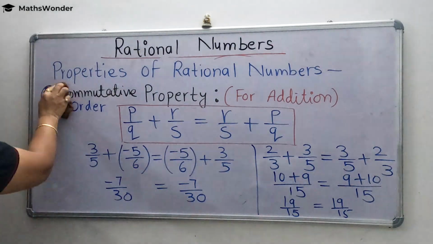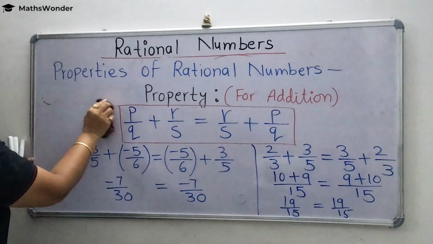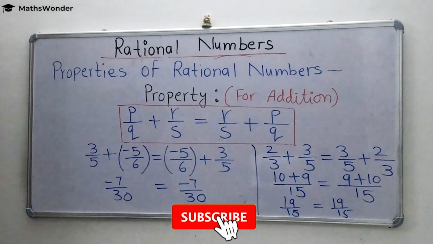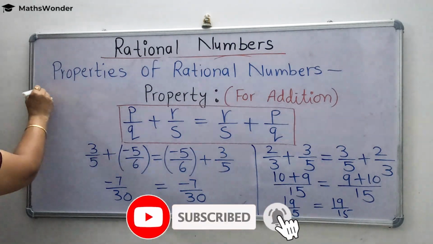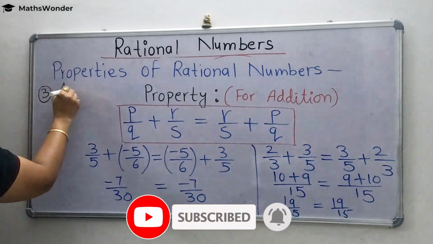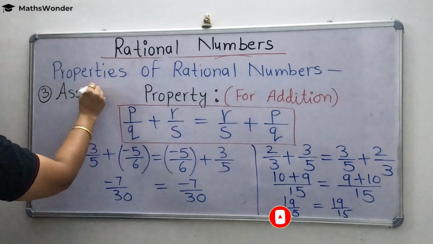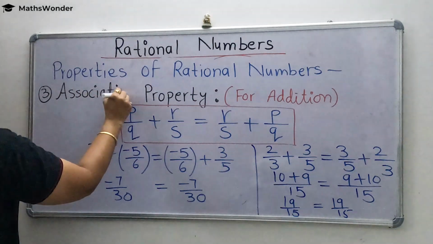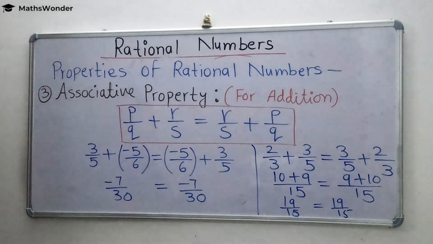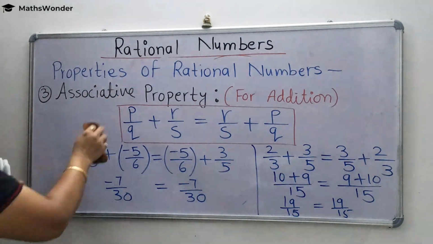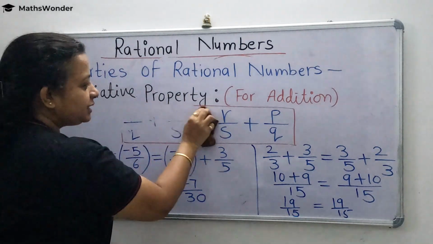Now the third property. Do you know the name of the third property? Any idea? The associative property. What is the name? What is the meaning of it?